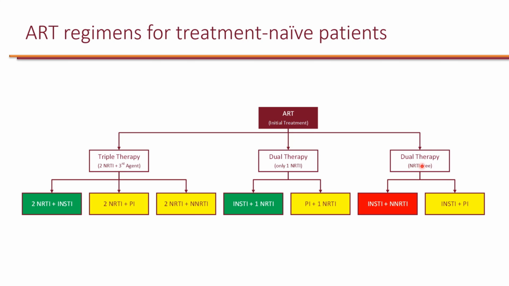You also have NRTI-free or nuke-free dual therapy. So this is basically no nuke included in the regimen. This is basically a combination of integrase inhibitor plus a non-nuke, and the reason this is red is because it is not recommended as initial treatment. It's recommended for people who already have received treatment from another ART and achieved undetectable viral load, then they can switch to this strategy. Another non-nuke dual therapy includes integrase inhibitor plus protease inhibitor.